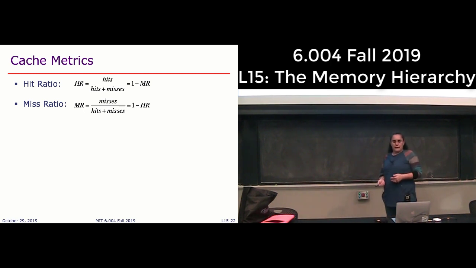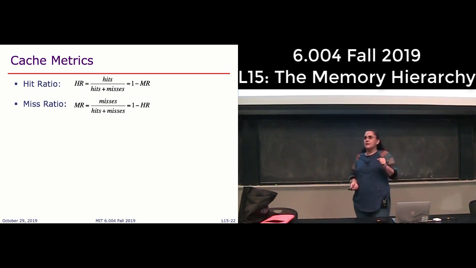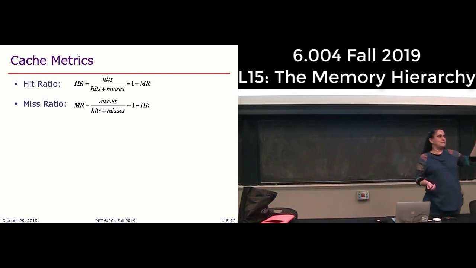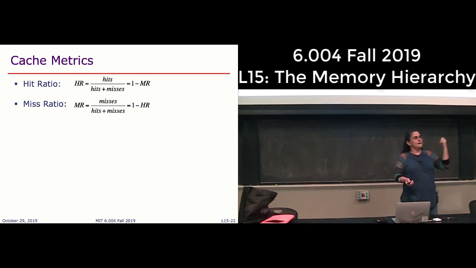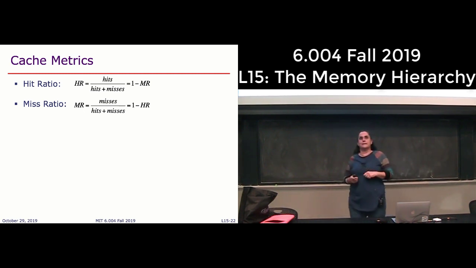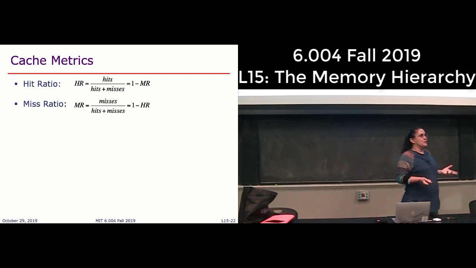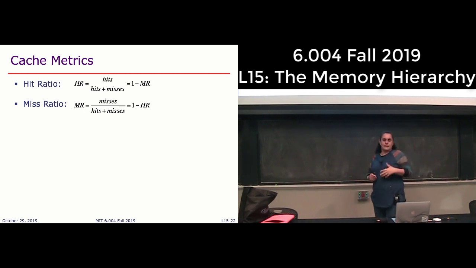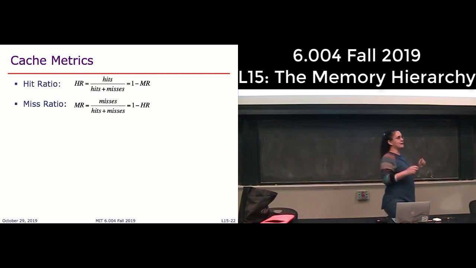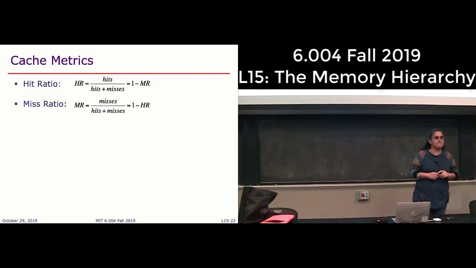And so the hit ratio is calculated basically by taking the number of hits that I have in my cache divided by the number of hits plus misses, or divided by the total number of accesses, okay? What about my miss ratio? Well, my miss ratio is just 1 minus my hit ratio, right? Or another way of thinking about it, it's the number of misses divided by my total number of accesses, okay?